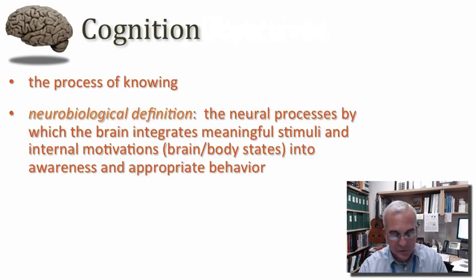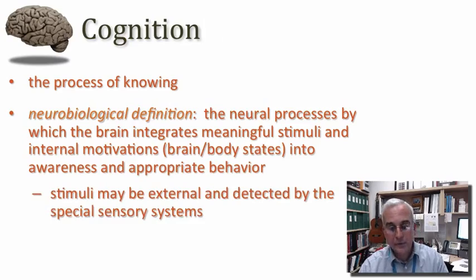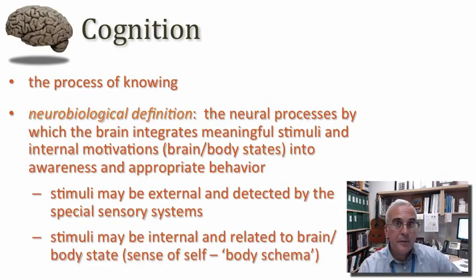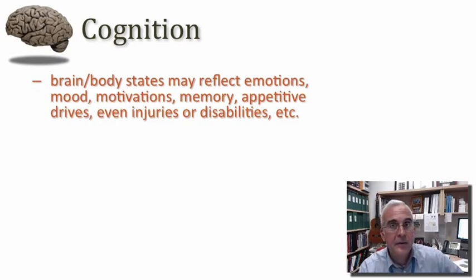Well, let's try to break this down just a little bit more. So we're talking about integrating meaningful stimuli. Well, these stimuli may be external, and they then might be detected by our special sensory systems. They may be stimuli that are internal and related to what we might consider to be the state of our brain and body. These states may relate to this internal schema of our body, which is itself a neural construct of the associational cortex. Well, to carry on, these brain and body states will reflect our emotions, our mood, our motivations, our memory, our repetitive drives, and even our injuries and disabilities.